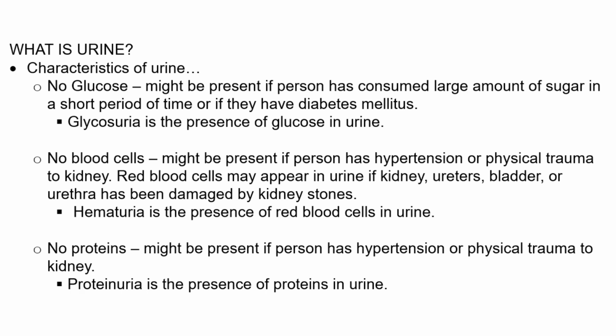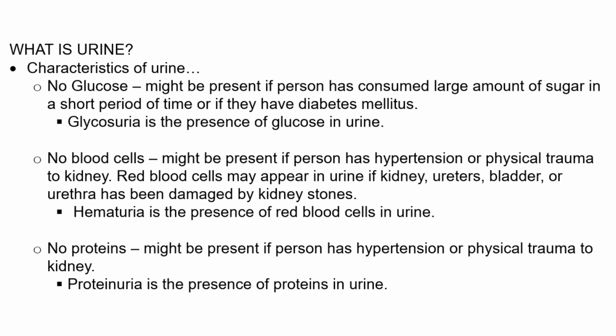Urine should not contain any blood cells, but they might be present if the person has hypertension, that is high blood pressure, or has experienced physical trauma to the kidney. These both can cause damage to the filtration membranes within the glomerulus. Red blood cells may be present in the urine if the kidney, the ureters, the urinary bladder, or the urethra have been damaged by kidney stones. The presence of red blood cells in the urine is known as hematuria.